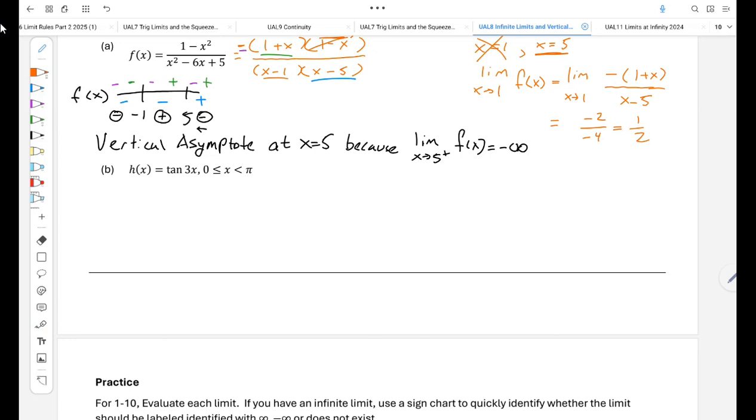Tangent, by definition, can be got from sine and cosine. You can rewrite tangent as sine over cosine. So the tangent of 3x, and there we go, 3x is our argument, is also sine of 3x over cosine of 3x. So these questions come down to asking ourselves, when is cosine 0?